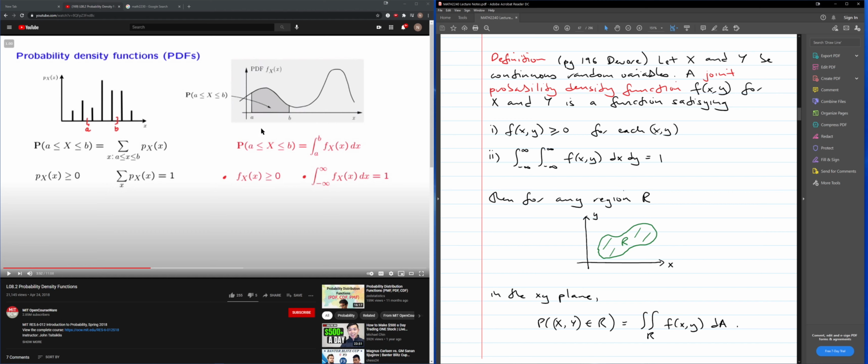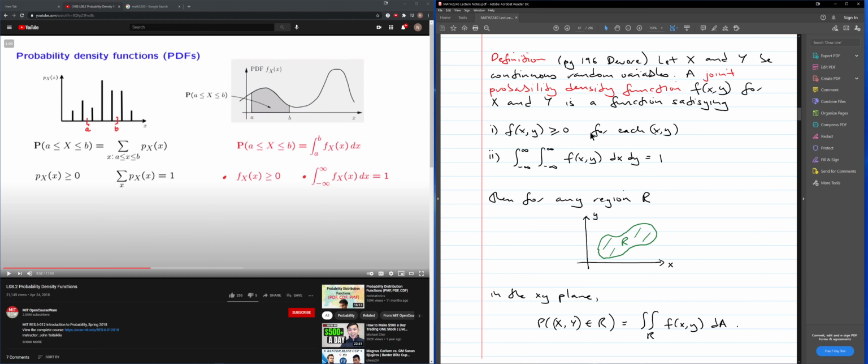Okay, now notice here, in the case of a single random variable, if you want to get the probability that x lies between a and b, what you're doing is you integrate your PDF between values a and b. And when you work out your definite integral, this area here is going to be equal to a probability.